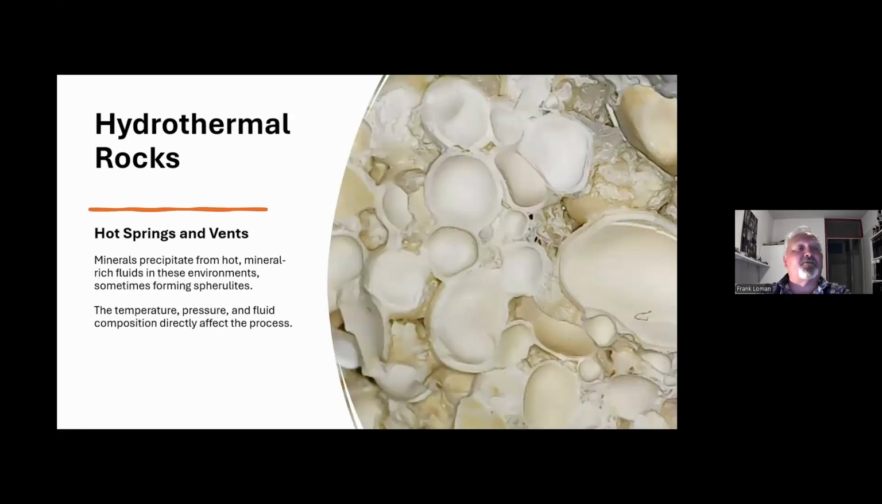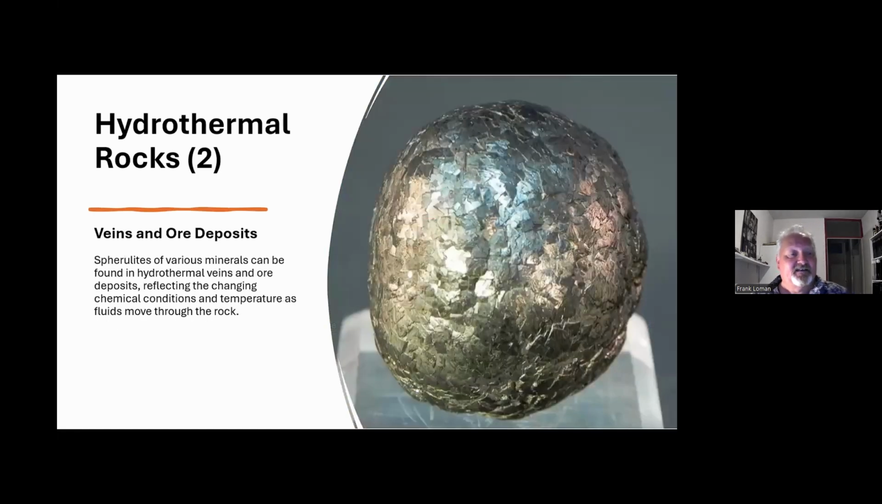Then, of course, we have hydrothermal rocks. First of all, we've got hot springs and vents, and minerals precipitate from hot mineral-rich fluids in these environments, sometimes forming spherulites. Temperature, pressure, and fluid composition directly affect the process, which is logical. But also vein and ore deposits. Spherulites of various minerals can be found in hydrothermal veins and ore deposits, reflecting the changing chemical conditions and temperature as fluids move through the rock.